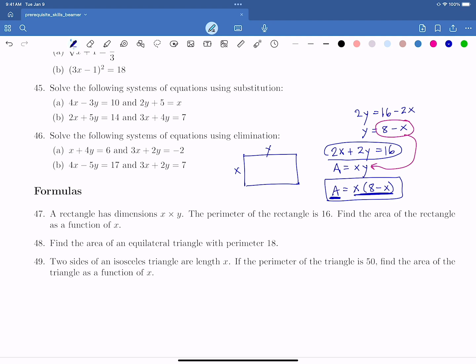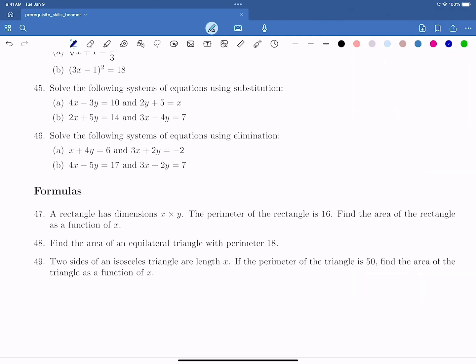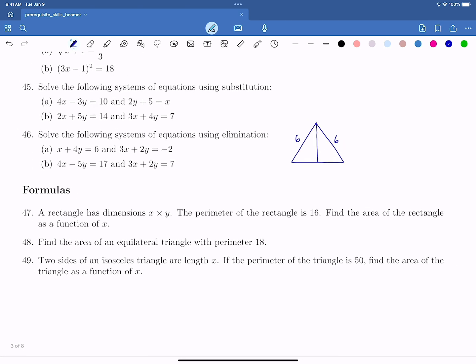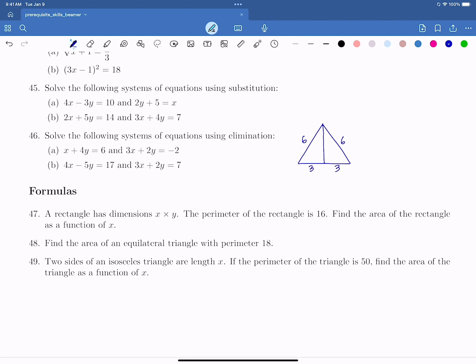Okay, next, find the area of an equilateral triangle with perimeter 18. So equilateral triangle, all three side lengths are the same. Perimeter is 18, so that means 6 and 6 and 6. And in an equilateral triangle, if we drop an altitude from one of the vertices, it's going to be a perpendicular bisector. So down here we have a 3 and a 3.